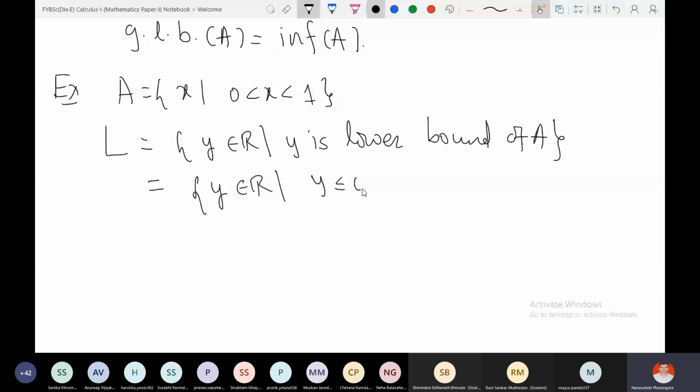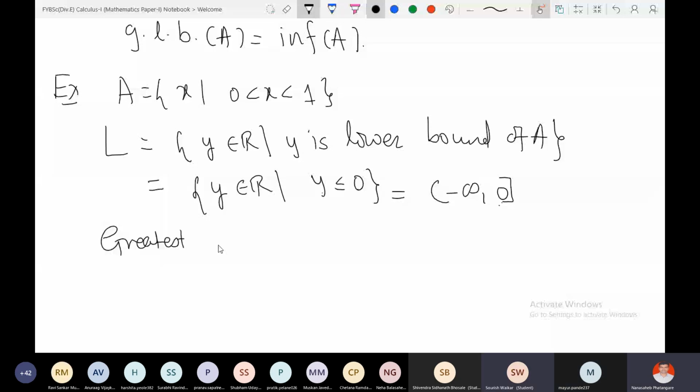0 is a lower bound, and any number less than 0 is also a lower bound. So what is the collection of all lower bounds of this set? Minus infinity to 0, and I should include 0 also because 0 is a lower bound. And what is the largest element or greatest element? 0.